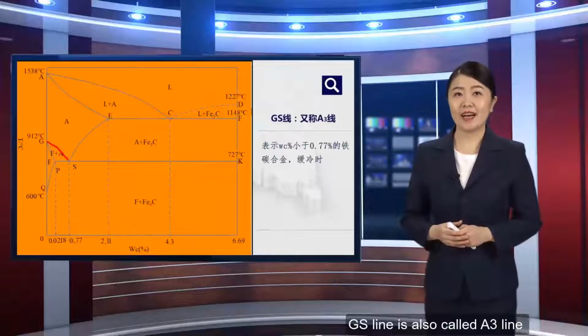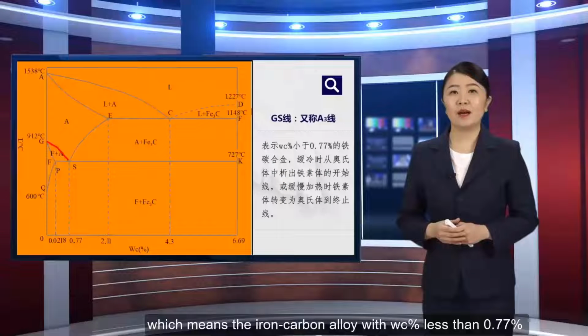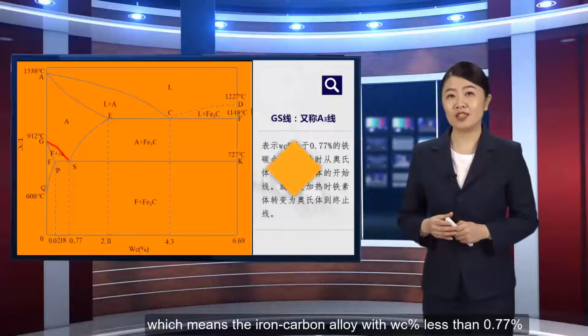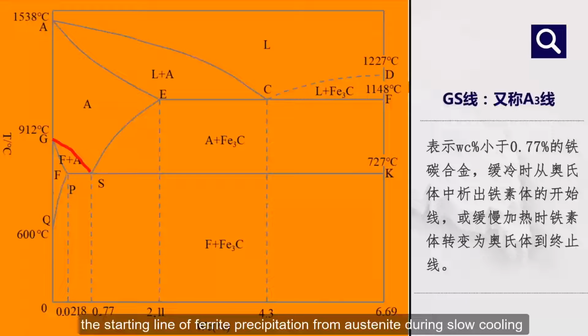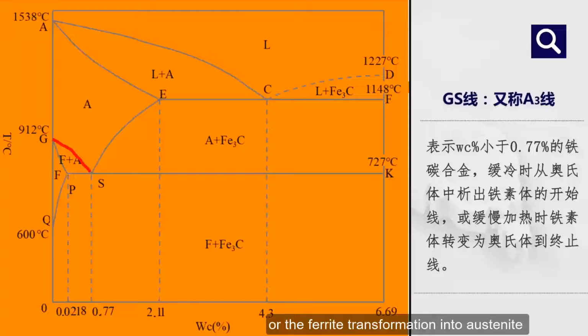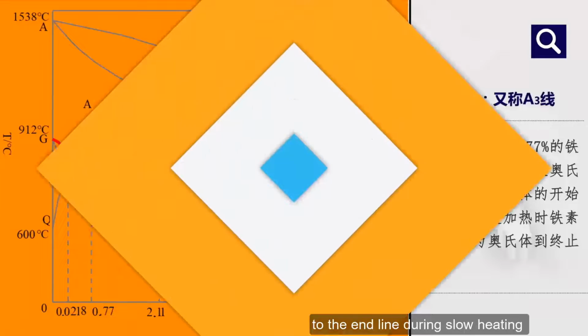GS line is also called A3 line, which means, for iron-carbon alloys with Wc% less than 0.77%, the starting line of ferrite precipitation from austenite during slow cooling, or the end line of ferrite transformation into austenite during slow heating.